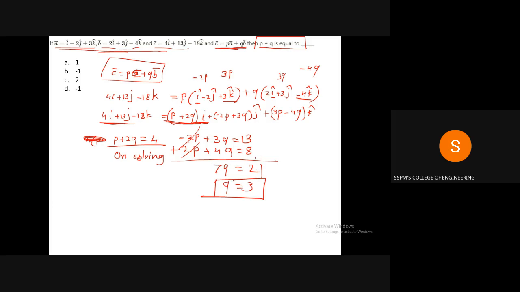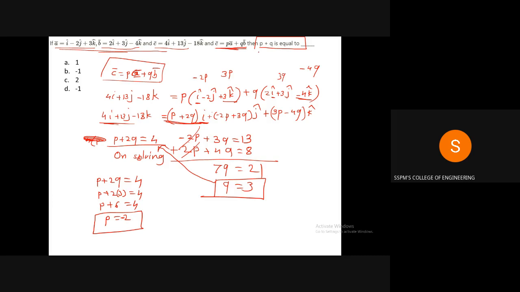Okay, now we have to find the value of p as well. So we will put this value of q in the equation p plus 2q is equal to 4. That is p plus 2 into 3 is 4. p plus 6 is equal to 4. That is p is equal to minus 2.